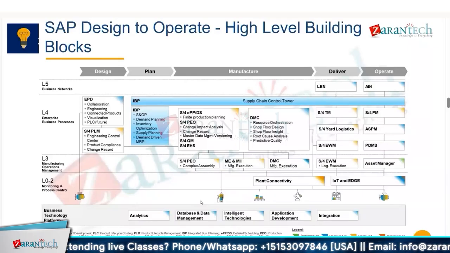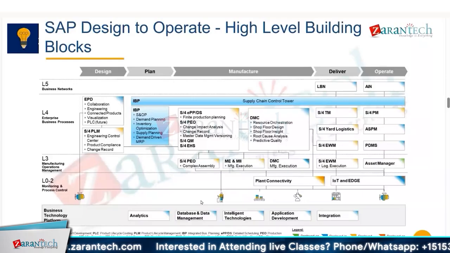So at the bottom you see some color coding, which is also reflected in the specific boxes. For example, the box of IBP SNOP is blue. That means this tool is deployed in the cloud. So IBP SNOP, IBP demand planning, inventory optimization, and so on and so forth, all these tools can be deployed in cloud. Similarly, the one in green.